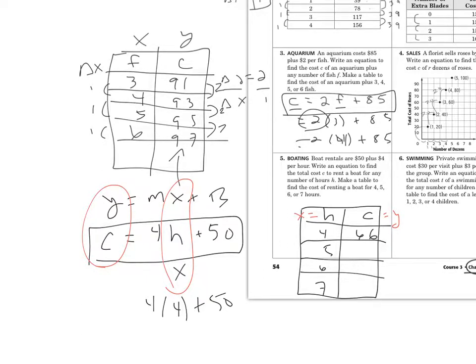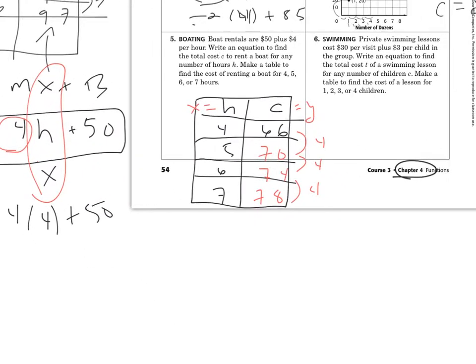And then, again, because our slope is 4, this number should change 4 units each time. So that means we're going to do 66 plus 4 is 70. 70 plus 4 is 74. And 74 plus 4 is 78. So you can fill in the table one of two ways: you can use these incremental values of our slope, or you can actually plug the number in.